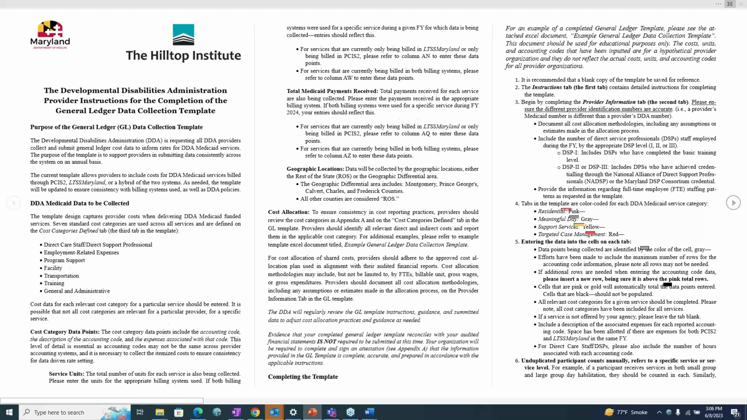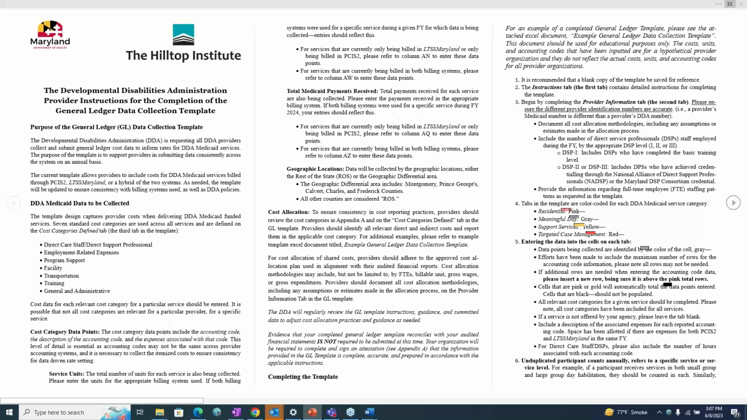So in terms of the data points that we're looking to be collected, we're actually looking for the accounting code, a description of that code, and the expenses that are associated with that code. And the reason that we're asking for that description of that accounting code is because they might not be the same across all providers. As we collect data over the years, if we start to see trends in the specific accounting codes and the descriptions, we will try to make that a little bit easier for providers to enter that data.